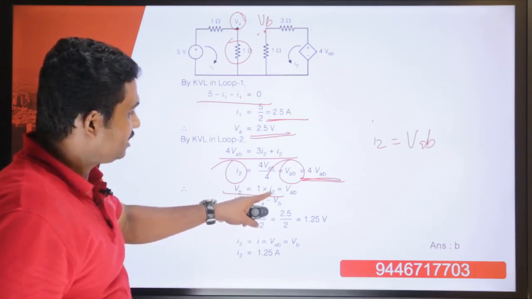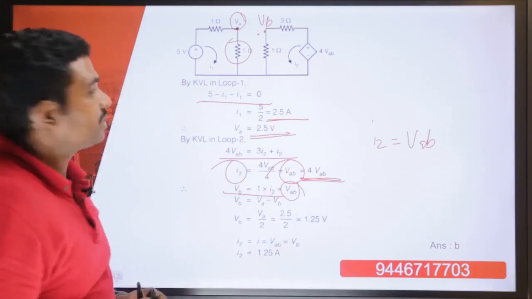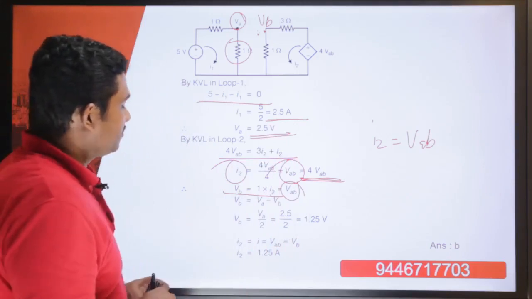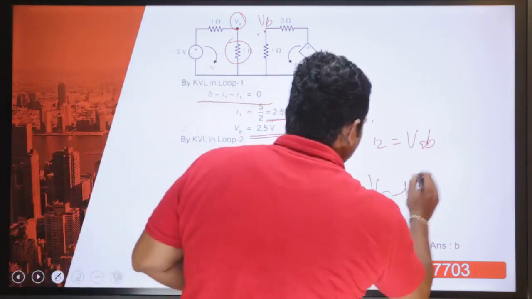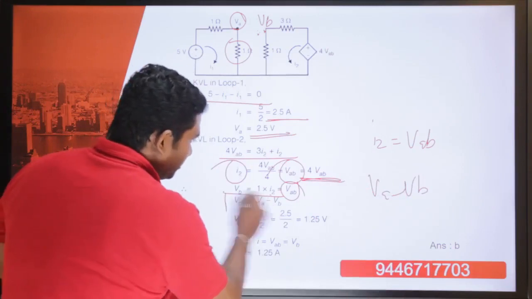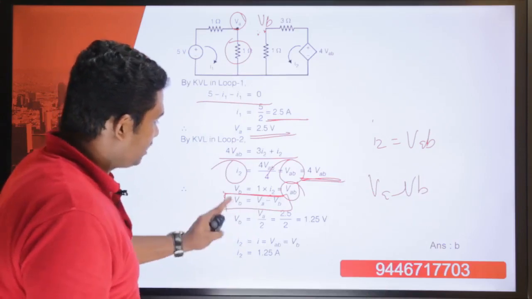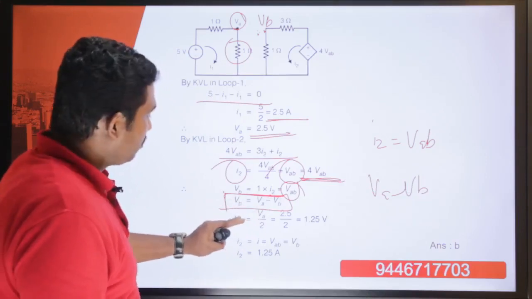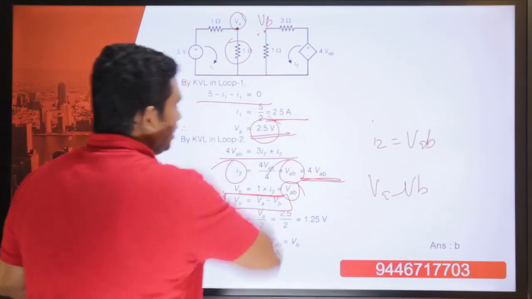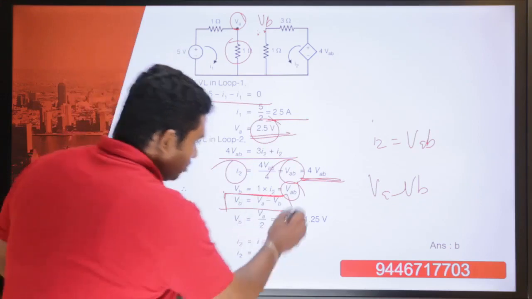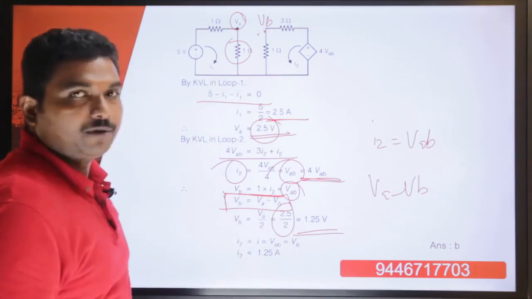So when substituting I2 equal to VAB, what is VB? VB becomes equal to VAB. And what is VAB? VAB is VA minus VB. So we can also write VB is equal to VA minus VB, or you can say 2VB is equal to VA, or VB is equal to VA divided by 2. And what is the value of VA that we obtained? It is 2.5. So 2.5 divided by 2, VB is equal to 1.25.